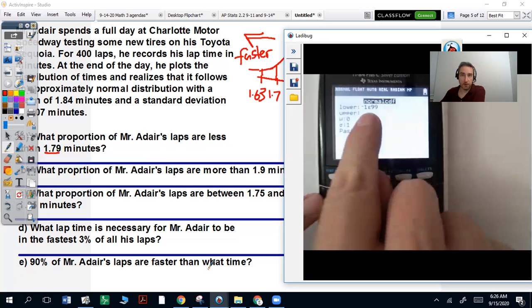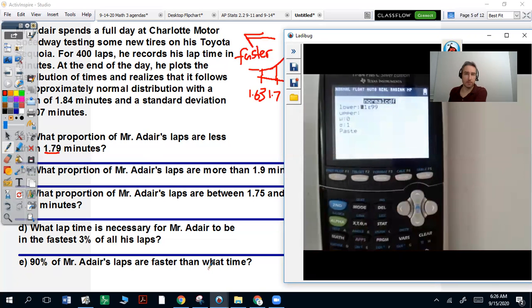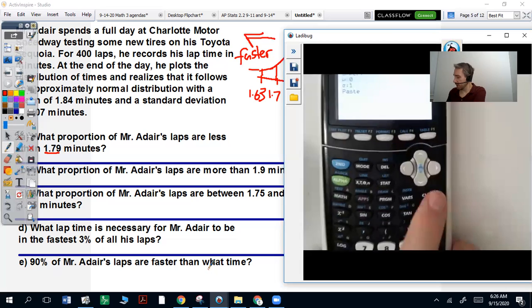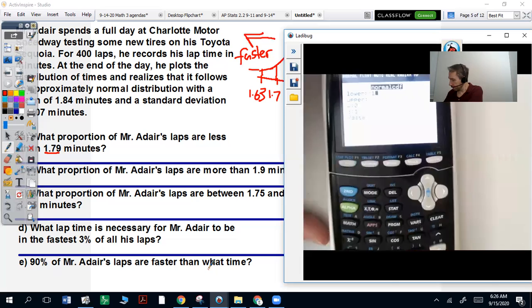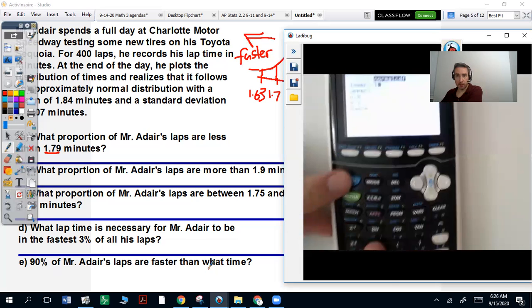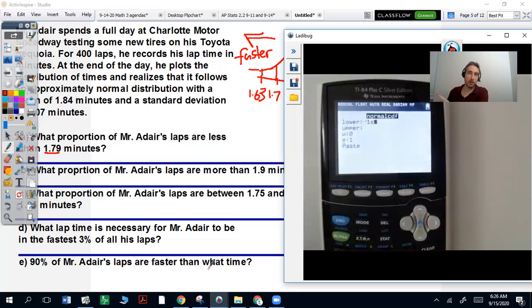You'll notice that the default is going to be -1E99. That's basically the smallest number your calculator can make, and you can get that by typing -1, and then you can do second, the comma, that's the E. That just means times 10 to the whatever power, and this is 99th power. So there's just a really, really small negative number. So essentially negative infinity. The upper bound would be the 1.79 since it's talking about lower than that.